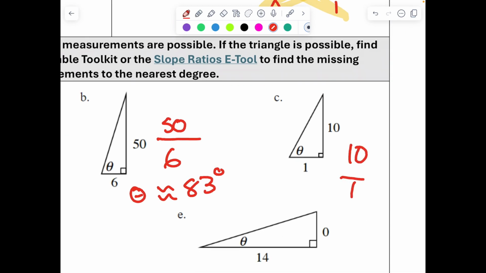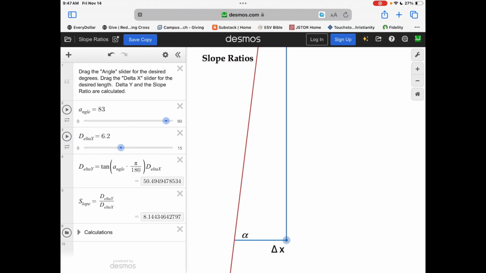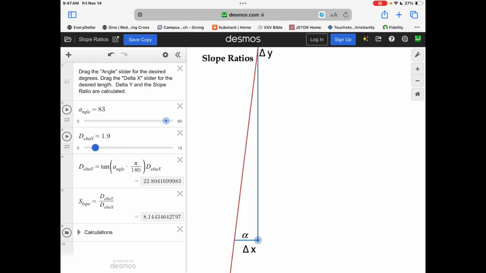Here, 10 over 1. Let's do that again. Delta x is 1. And again, we'll just have to play around with the angle until we can get our change in y to be 10.